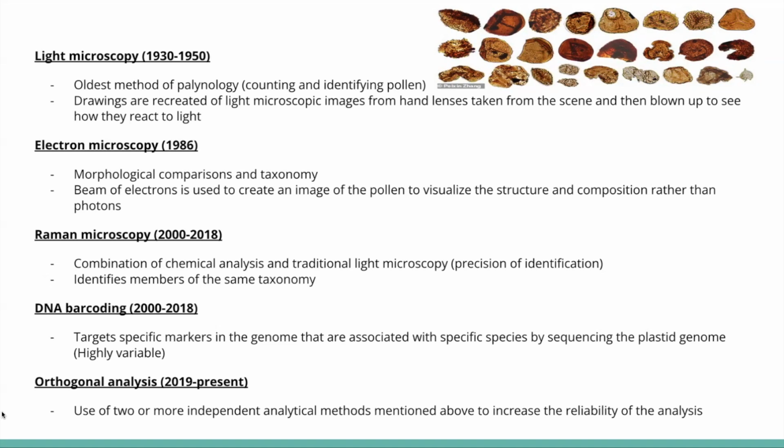Raman microscopy and DNA barcoding were around the same time and used interchangeably from 2000 to 2018. Raman is a combination of chemical analysis and traditional light microscopy. So not only can it do the morphological comparisons and taxonomy, but because the precision of the identification is so sensitive, we're able to identify members within the same taxonomy. And DNA barcoding was able to target specific markers in the genome. Specifically with pollen, the plastid genome has a high variability among species, so being able to identify it really closed in on what species we were looking at.